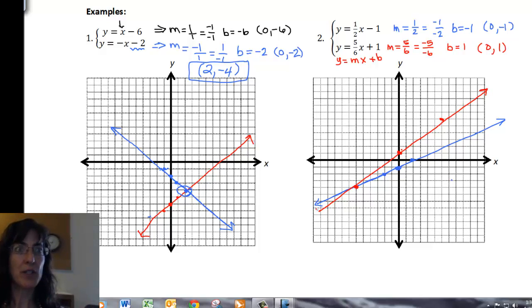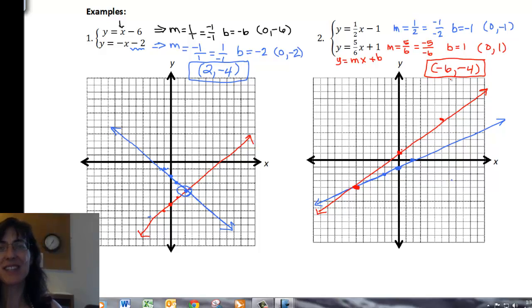Put an arrow on each end there, and I can see my intersection point is right there. That is 1, 2, 3, 4, 5, 6, so negative 6. And then I went down 1, 2, 3, 4, negative 4. So my intersection point is at (-6, -4).